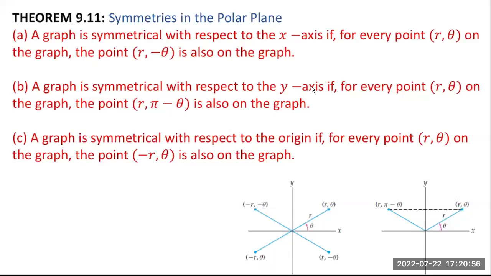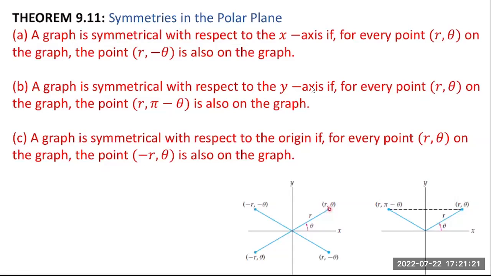Next, I want to discuss symmetry in the polar plane. A graph is symmetrical with respect to the x-axis if for every point r comma theta on the graph, the point r comma minus theta is also on the graph. That means if there is a point r comma theta on your graph, then r comma minus theta also should be on your graph.